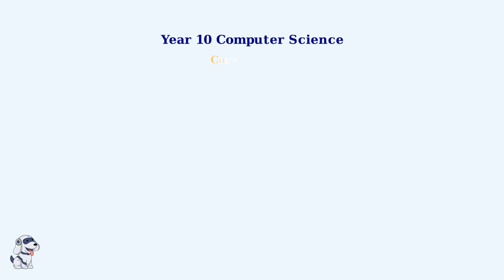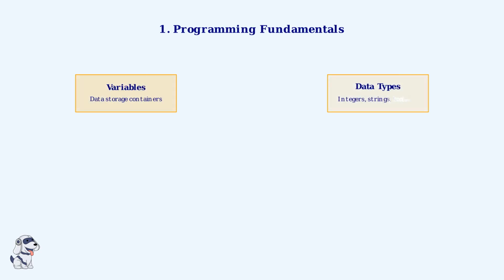Year 10 Computer Science introduces fundamental programming and computational thinking concepts that form the foundation of all computer science learning. Programming fundamentals include five core areas. Variables act as data storage containers, holding information your program needs.